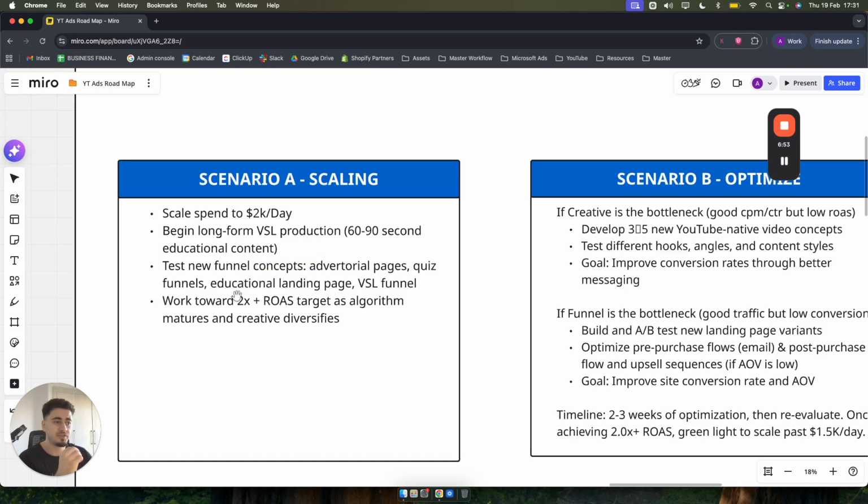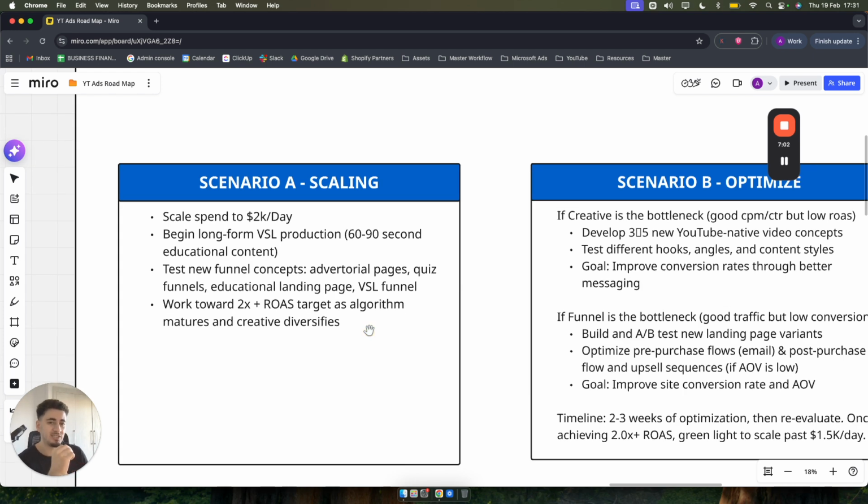And then also on top of this, you want to test new funnel concepts, advertorial pages, quiz funnels, educational landing pages, VSL funnels, right? And you want to base it on your winning angles that obviously you're seeing from Facebook, but then also seeing from YouTube, and just test variations of that, right? So there's going to be, even as you're scaling, just more testing.